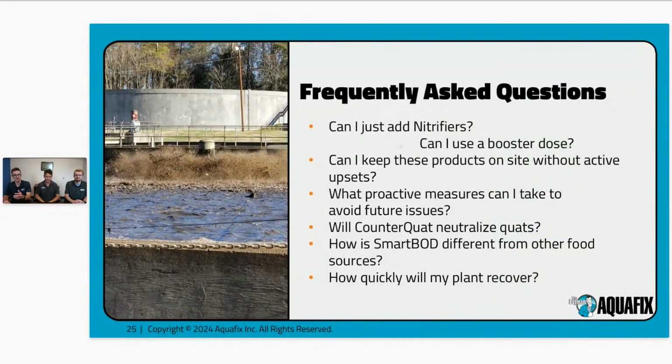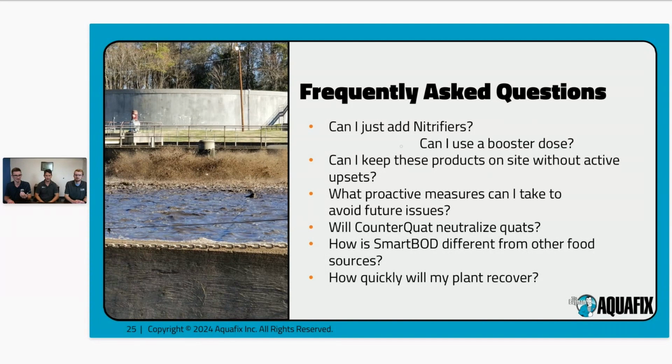And then jumping into the last part here, frequently asked questions about toxicity and nitrification as a whole. Can I just add nitrifiers, or can I use a booster dose? Once again, absolutely. If you know that your issue is just about completely resolved and the only last part you need is ammonia removal, absolutely. Same thing with a booster dose. We've had plenty of instances where, literally, you're right there with your numbers.